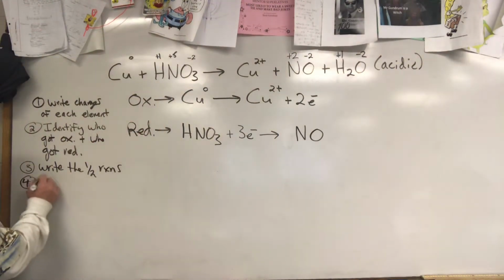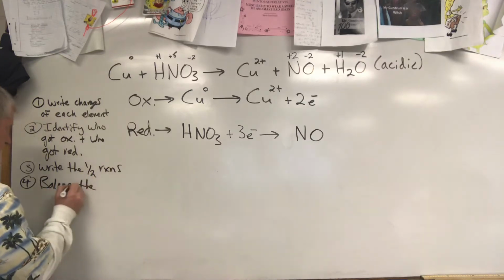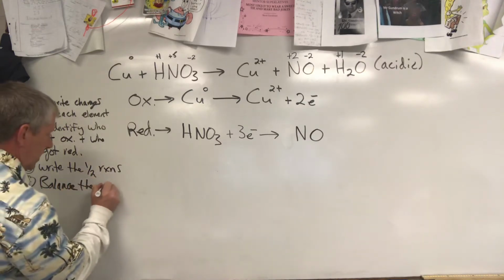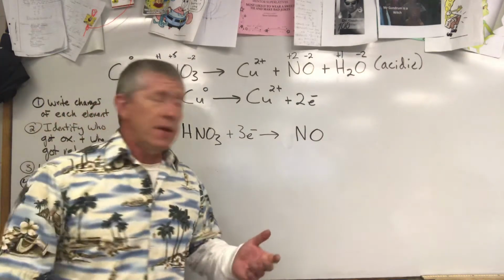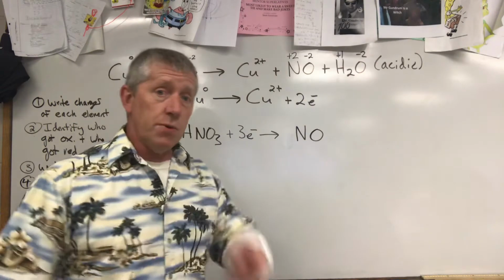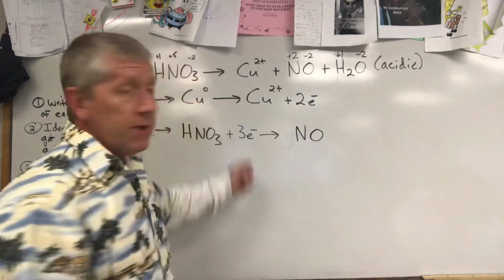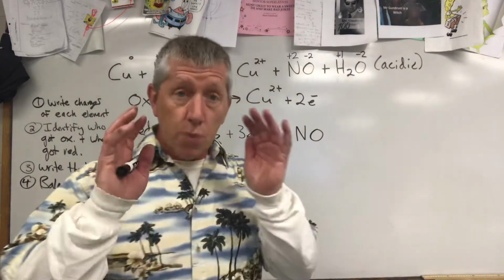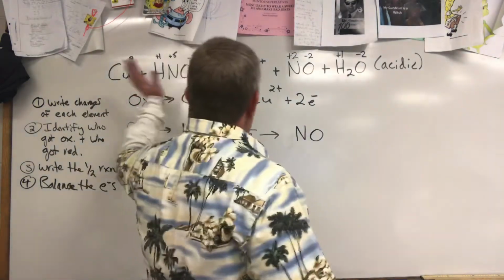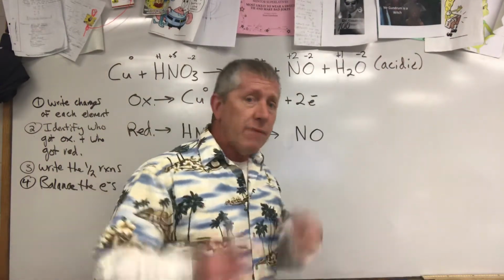Step 4, balance the electrons. Balance the electrons, what do you mean? Well, take a look at this. If the electrons 2 and 3 aren't balanced, we're going to balance them. So right now I have 2 electrons in this half reaction and 3 in this half reaction. Those aren't equal. We need these to be equal. So remember, the whole point of balancing this equation is not making sure that everything is balanced, but the charges have to be balanced. So I have to balance these electrons.